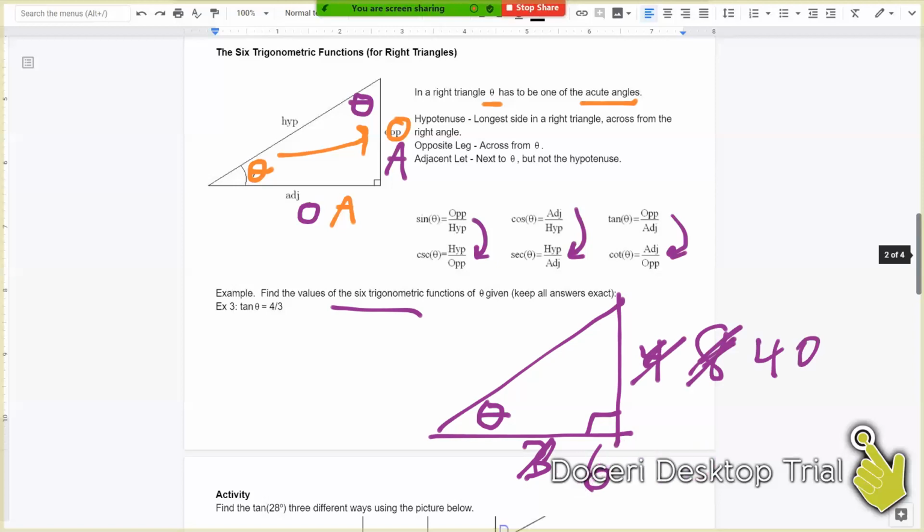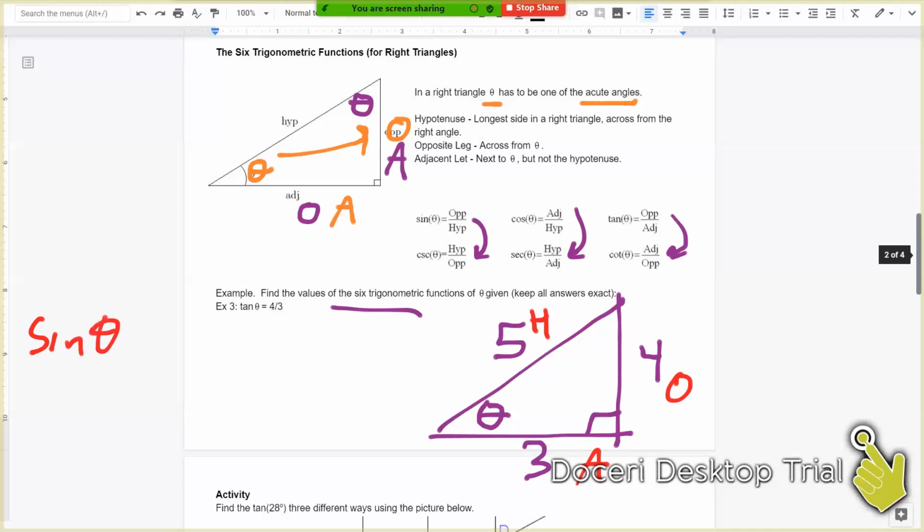All right, but since all triangles with the same ratio of 2 legs and the angle in between are congruent or similar, we could just use 4 and 3. So we could use the Pythagorean theorem and figure that this side right here is 5. Now we're going to use theta to identify these legs as opposite, adjacent, and hypotenuse. All right, so then the sine of theta is going to be opposite over hypotenuse, 4/5. The cosine of theta is going to be adjacent over hypotenuse, right? That's going to be 3/5. Tangent we know is 4/3, all right?